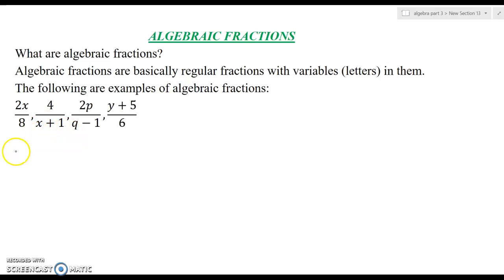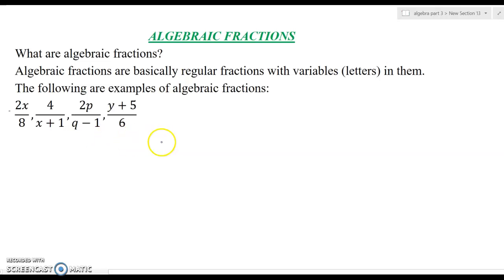So here I have some examples of algebraic fractions. The first one, 2x over 8. The second one is 4 over x plus 1. Then we have 2p all over q minus 1. Y plus 5 over 6. So they all have some letters involved in them, so they are algebraic fractions.